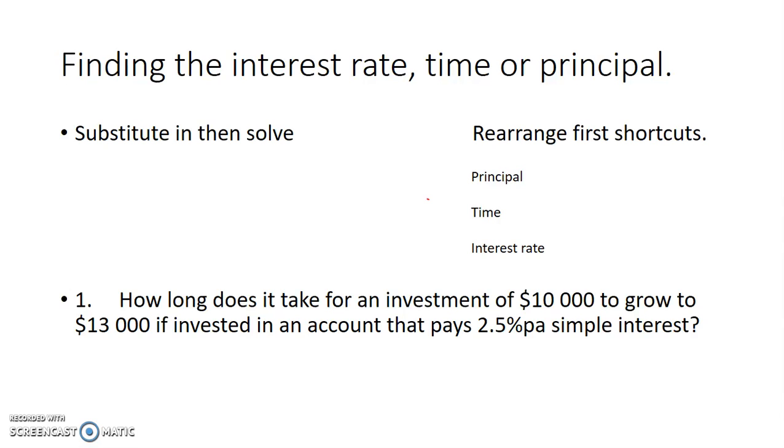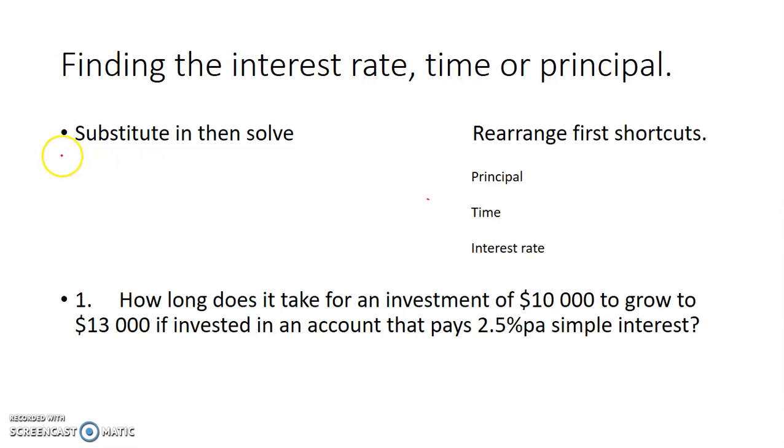Right, now on this side, we're trying to find the interest rate, time, or principal. We can substitute in what we know and then solve, or we can rearrange first with one of these shortcuts. Either way is fine. What I'm going to do is answer this question down the bottom with substitution first, and then we'll do the shortcuts over on the right-hand side.